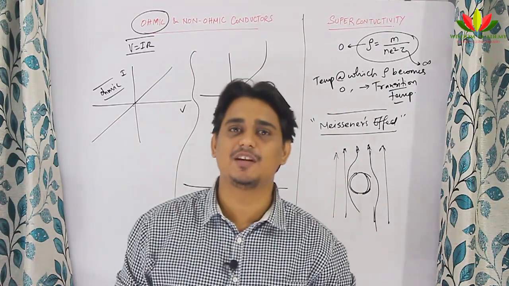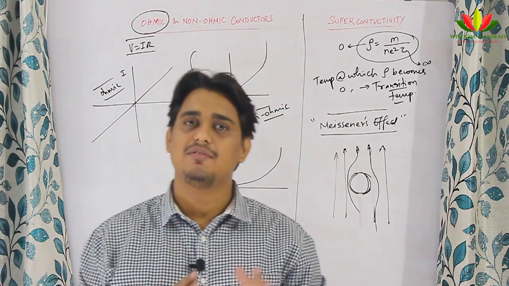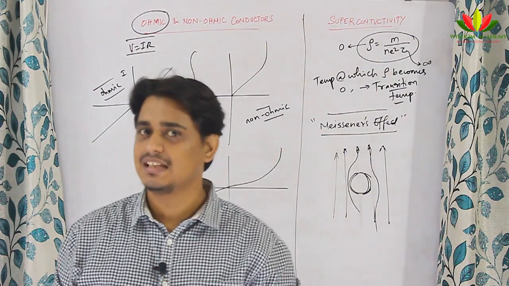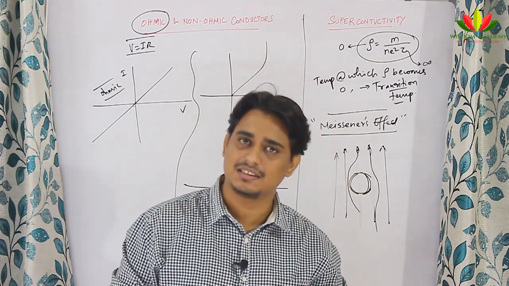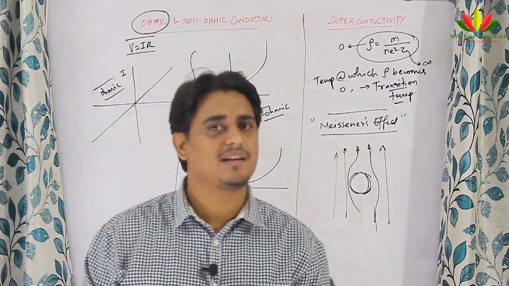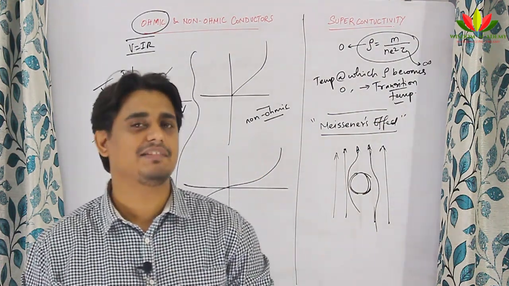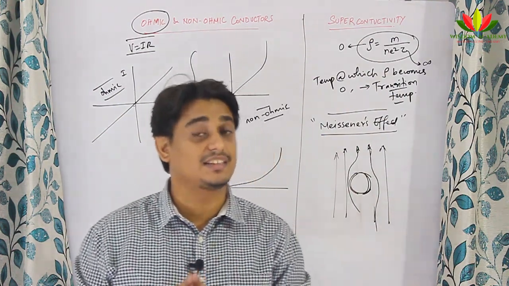So in today's class, we learned about mobility of charge carriers, we learned about temperature dependence of resistance, then we learned about ohmic and non-ohmic conductors, and we also saw what is superconductivity and Meissner's effect. In the next class, I'll talk about resistances in series and parallel.